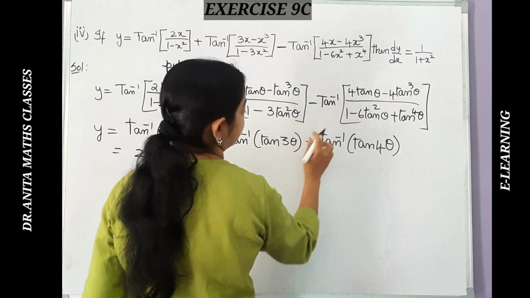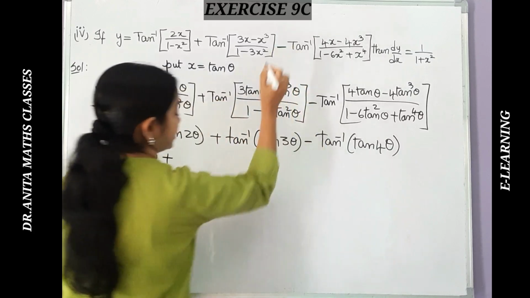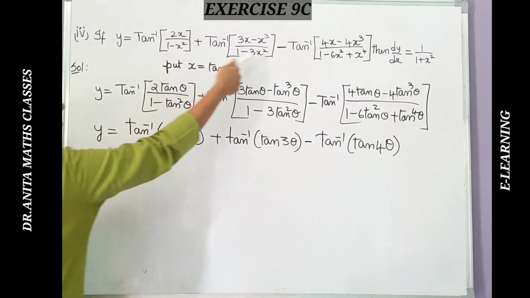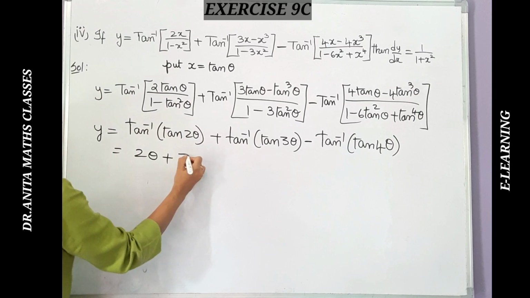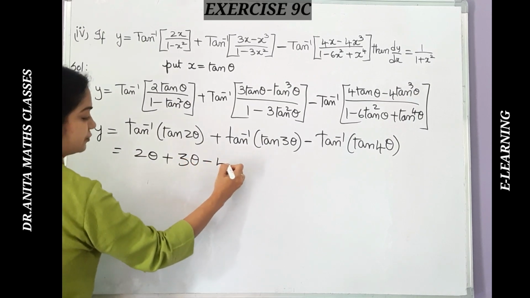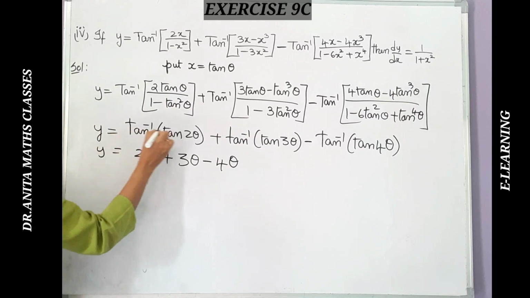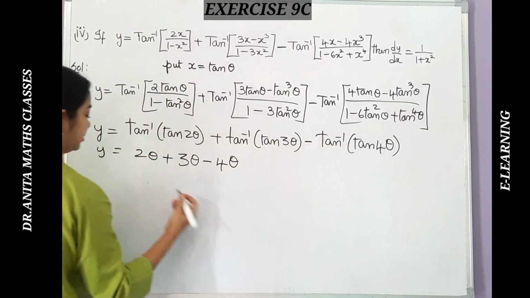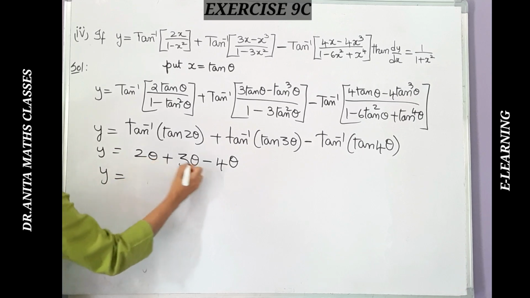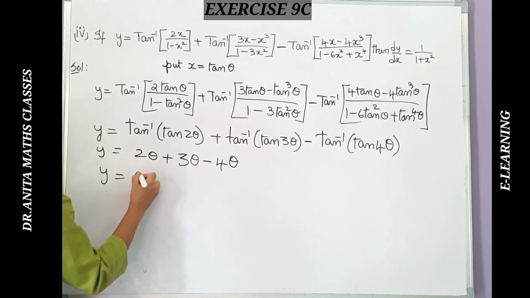That's what I got out. This is minus in the question itself. This is plus, this is a negative sign. So plus 3 theta minus 4 theta. This is minus 4 theta, because tan inverse tan reduces. Y is equal to 5 theta minus 4 theta, which is just theta.